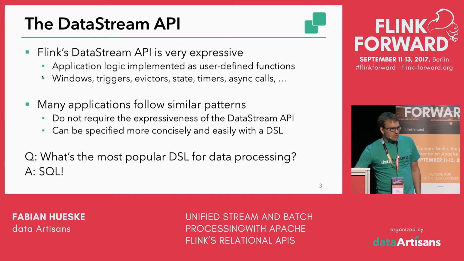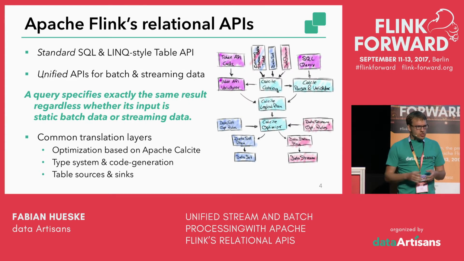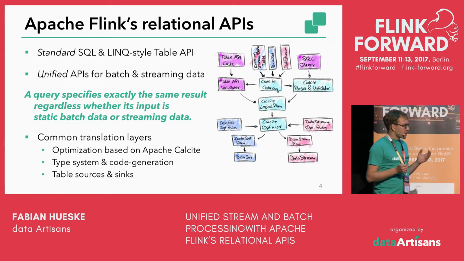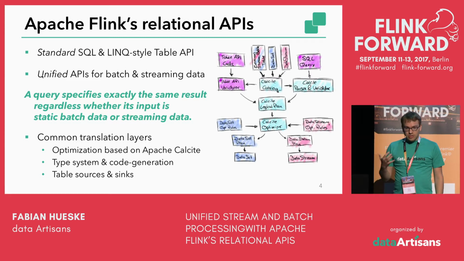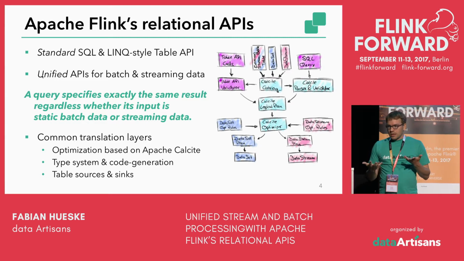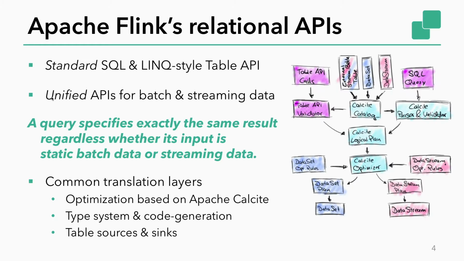Flink actually offers two relational APIs, which are the Table API and SQL. Both APIs are basically two entry points to the same library, so they do relational data processing. And the most important thing about Table API and SQL is that both are unified APIs for batch and stream processing. So what does it mean, unified APIs for batch and streaming?